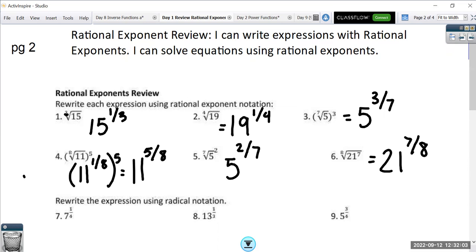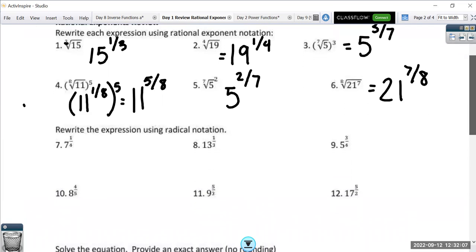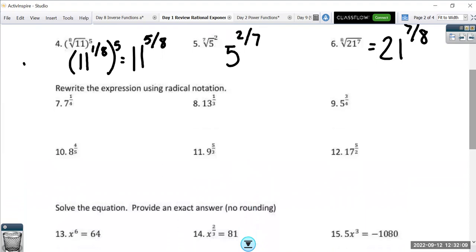So now we want to rewrite our exponentials as radical notation. So I have 7 to the 1/4. I'm going to have my radical, and since the base of my fraction is a 4, that's the radical we're taking. And we have 7 to the 1st power, or just 7.